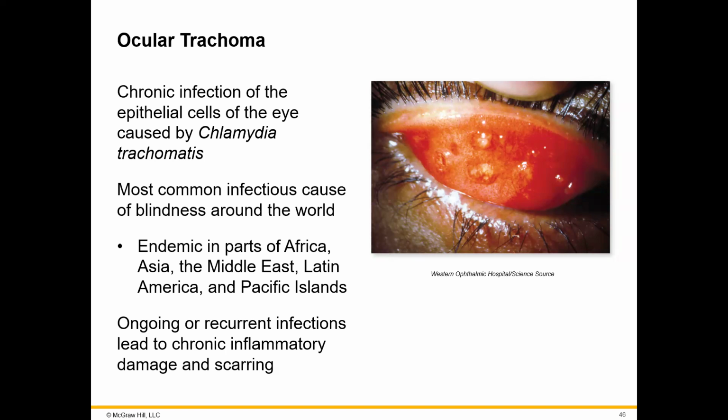And so flies will come and land on infected people and transmit it to other people, or it spreads by touch, like touching an infected eye and then rubbing your own eye. So flies as well as touch contact. This is extremely common in third world countries. We see this as endemic. It's very common in Africa, Asia, the Middle East, Latin America, and the Pacific Islands. So this can lead to ongoing and recurrent infections.